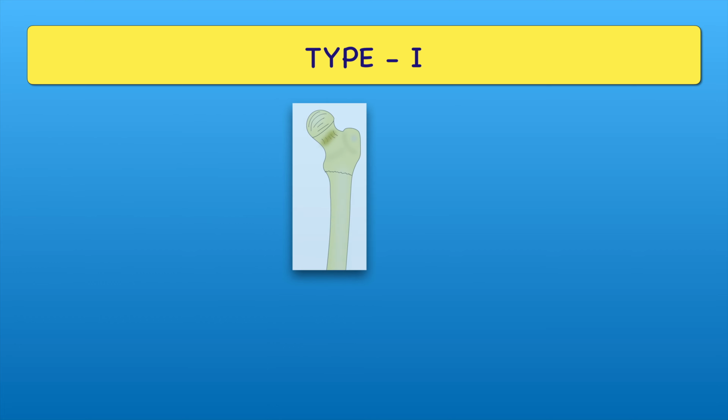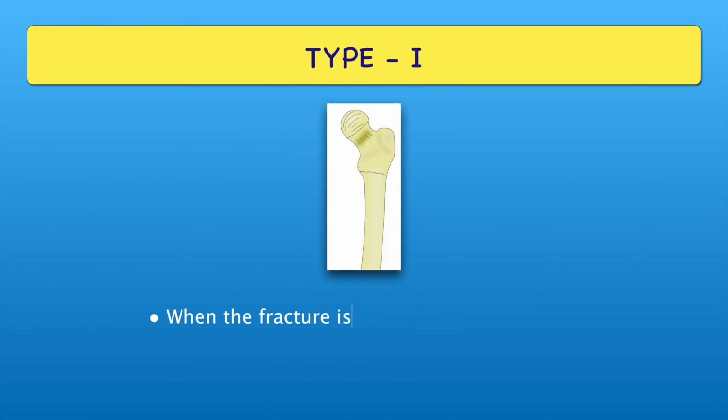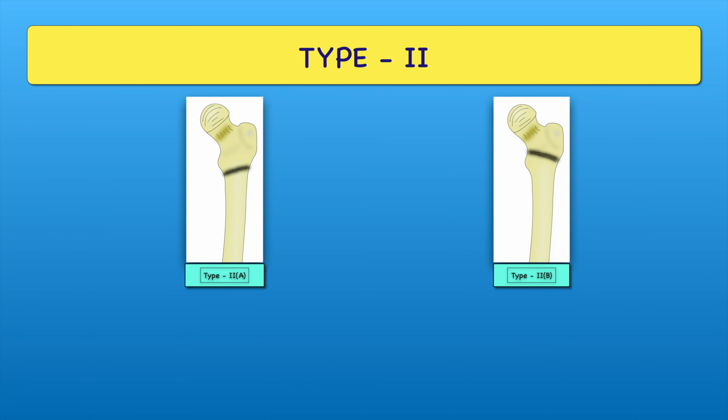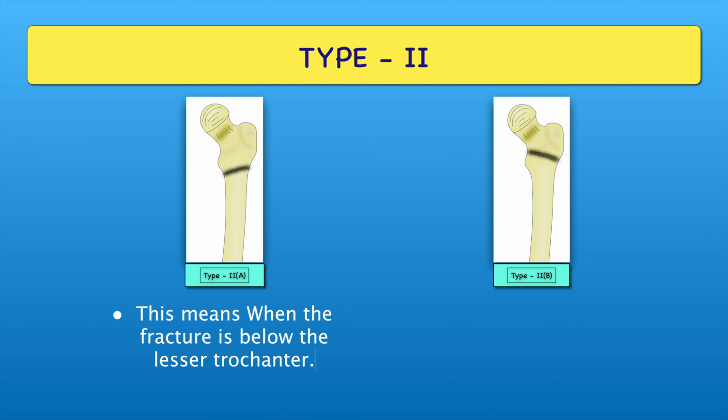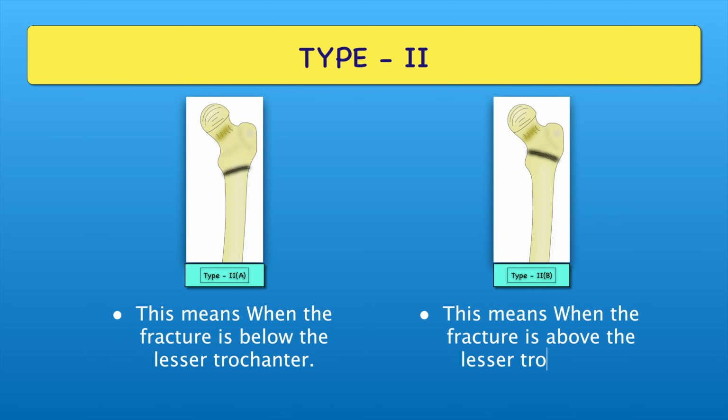This is Type 1 fracture. It means when the fracture is localized or undisplaced. This is Type 2 fracture. Type 2A, this means when the fracture is below the lesser trochanter. Type 2B, this means when the fracture is above the lesser trochanter.